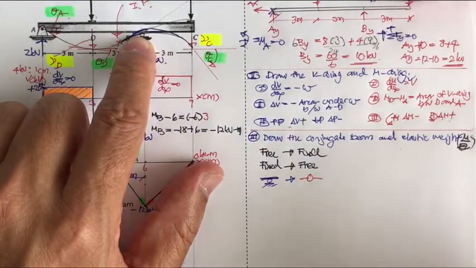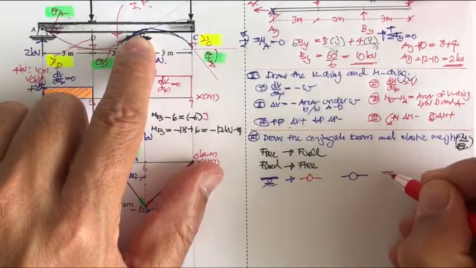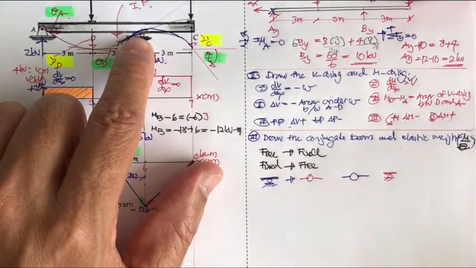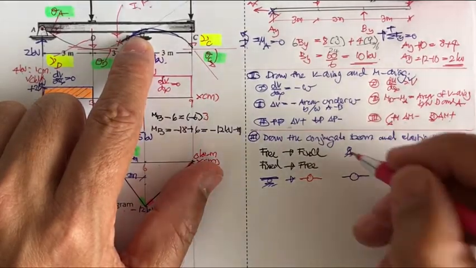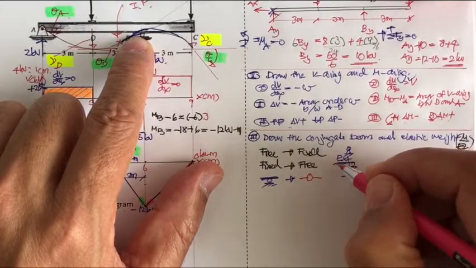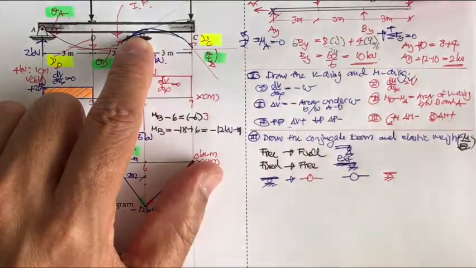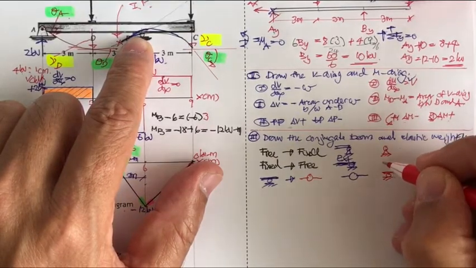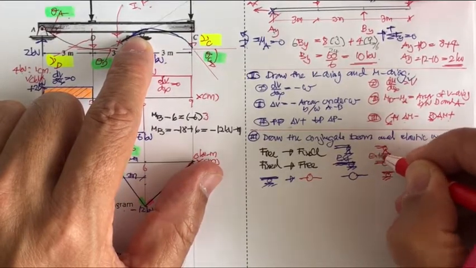Okay, and at the same time, if you have an internal hinge, you have to change it to an internal roller. But for the external pin or external roller, when you change it, it's going to be the same thing. Okay, it's going to still be the same external pin and external roller.